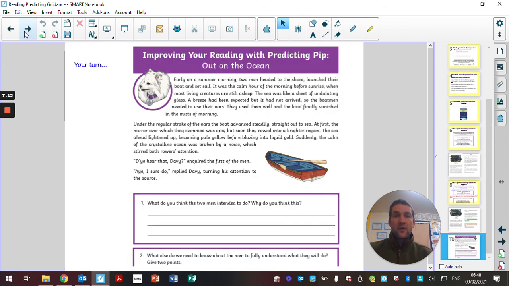Then your independent reading for today is to have a look at Out on the Ocean and read the part here and then have a look at answering numerous questions based on that. That's a separate PDF within our Year 6 folder. So have a look at that and have a go at doing it.